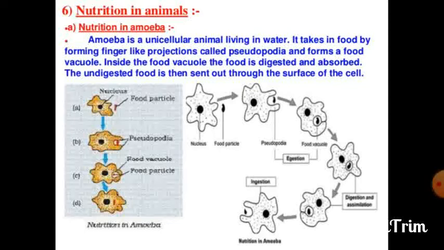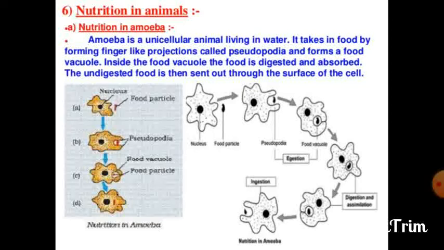In this video, we will discuss nutrition in animals, how the different animals acquire food. We will start with the amoeba. Amoeba is a unicellular animal living in water. It has pseudopodia. Pseudopodia are finger-like projections which help in capturing food. Whenever a food source comes nearby, the amoeba extends its pseudopodia and captures it.